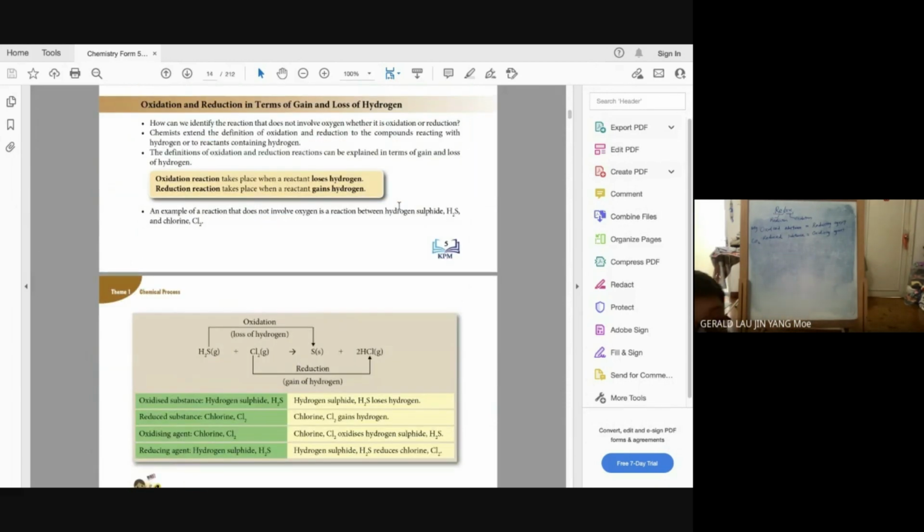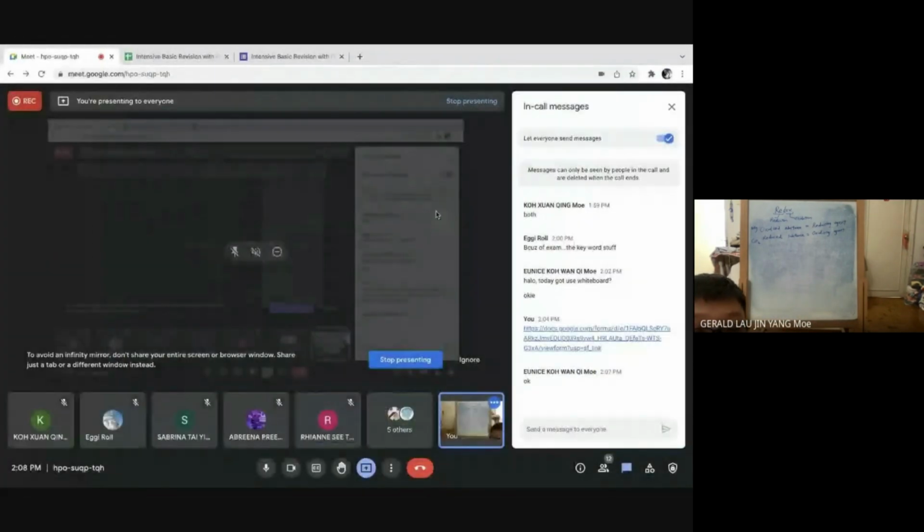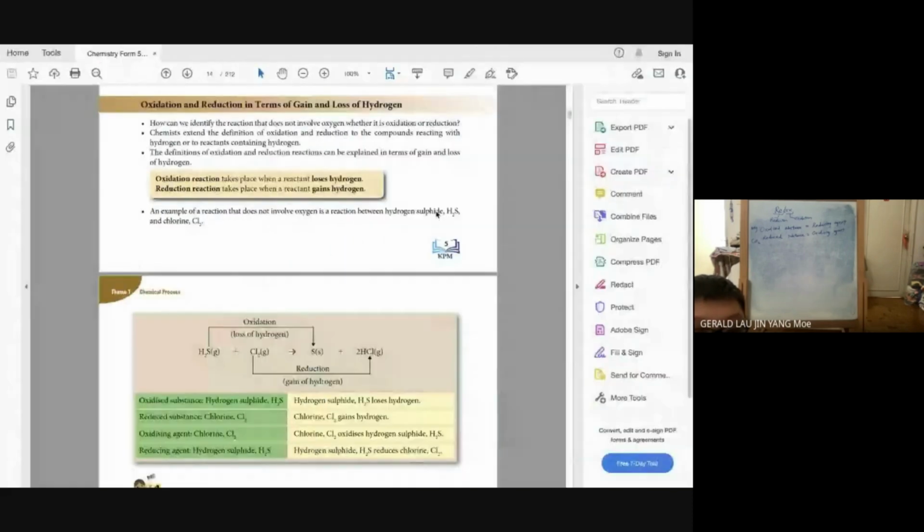So you see here, hydrogen sulfide with chlorine. Hydrogen sulfide loses the hydrogen to form sulfur, so it's oxidation. Chlorine gas accepts the hydrogen to form HCl, hydrogen chloride. So it's reduction. So it's just the opposite of oxidation with oxygen. Okay. All right.